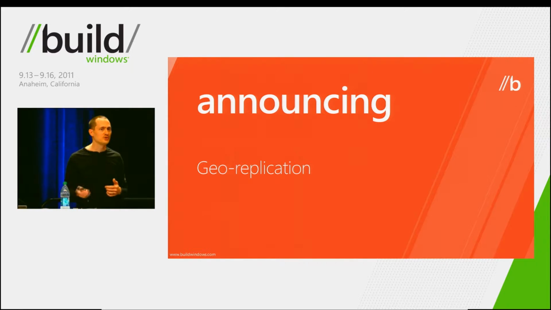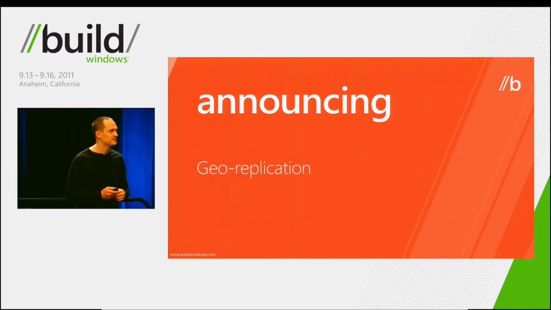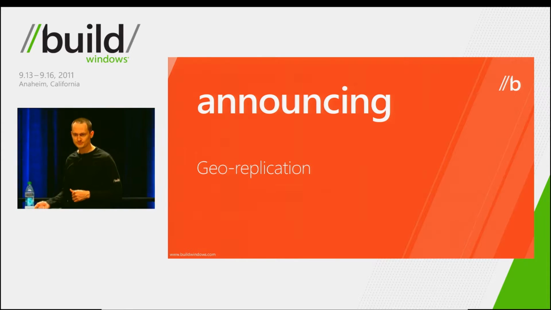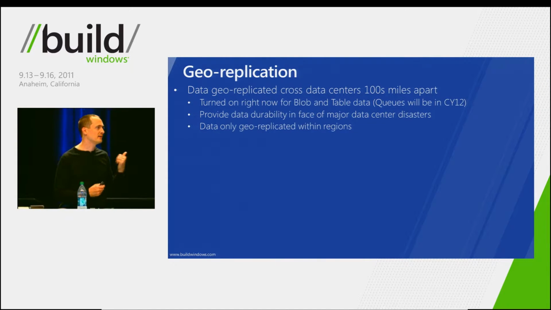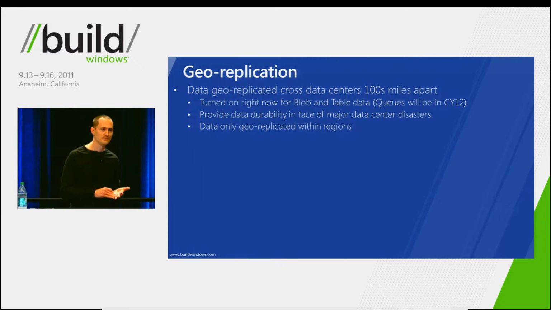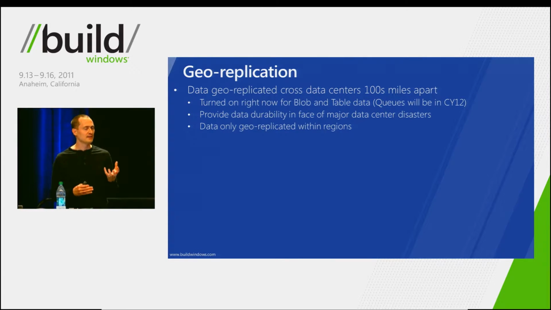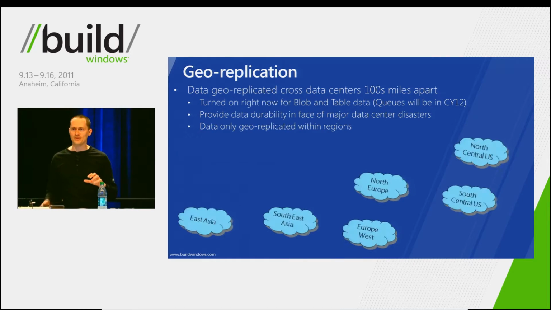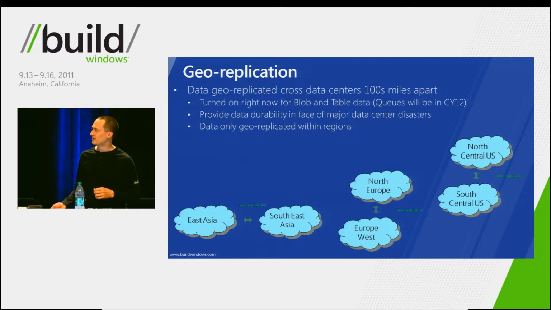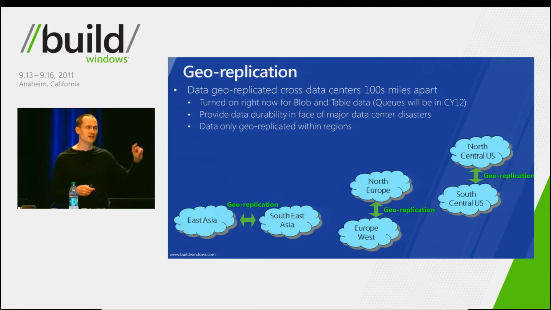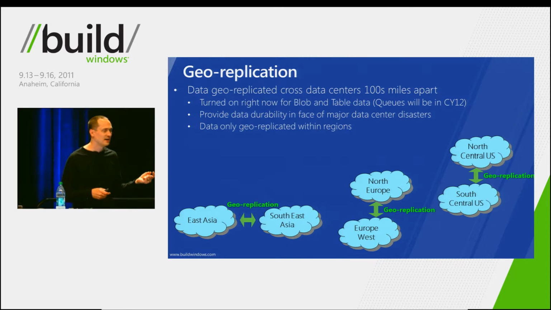So now I want to talk about geo-replication, which was announced earlier today at the keynote. We have actively turned on geo-replication, and we're excited that we're providing this now for your Azure tables and blobs. And we are providing this so that we have additional data durability for your data in case of a major data center disaster. We only geo-replicate data within regions, as shown here. So we only geo-replicate data within Asia, within Europe, and within the US.